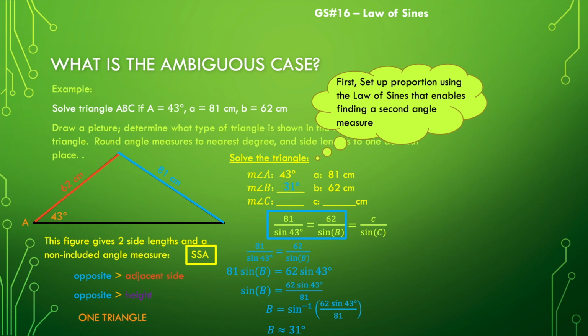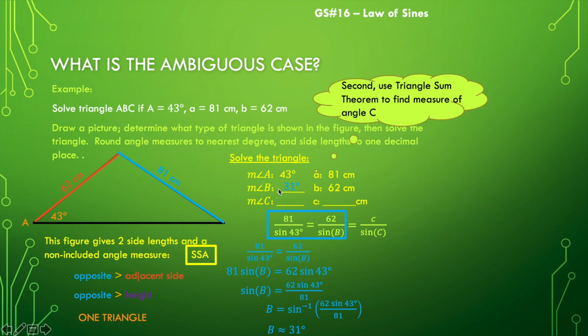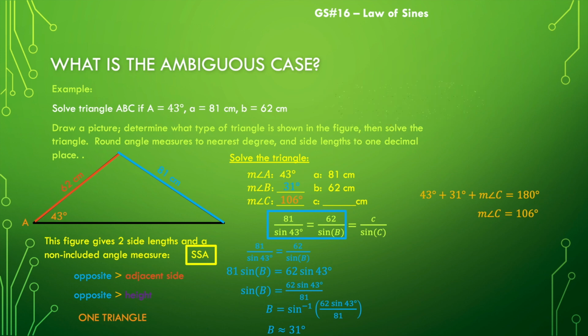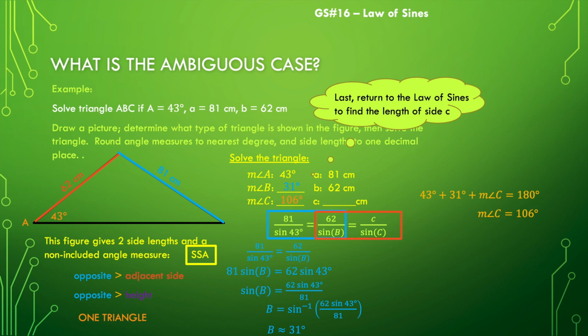All right, great. Now I have two angle measures, so I can use the triangle sum theorem to find the measure of angle C. Add the three measures together and they should equal 180 degrees. That means the measure of angle C will be 106 degrees. Great. And that third side I can find by using law of sines again, but on the other side of the proportion. Now that I know the measure of angle C, I'll substitute that in and cross multiply again. So I'll have c times the sine of 43 degrees is equal to 81 times the sine of 106 degrees.